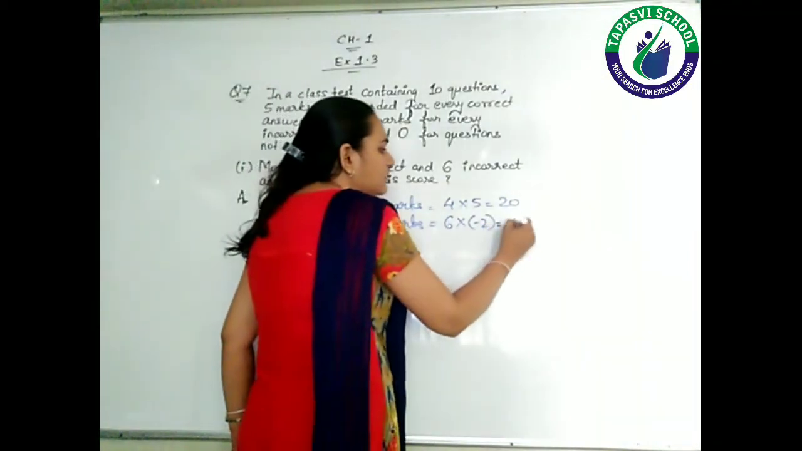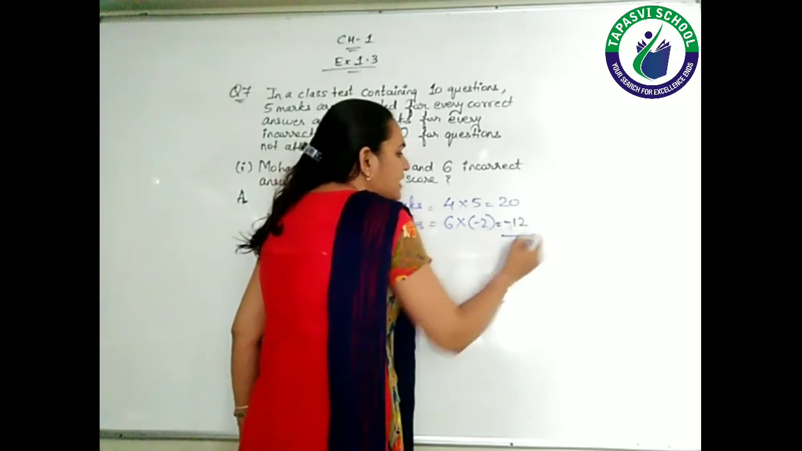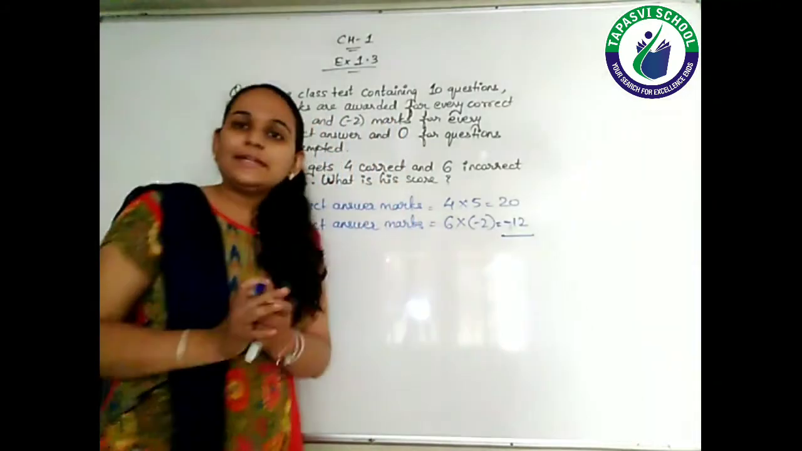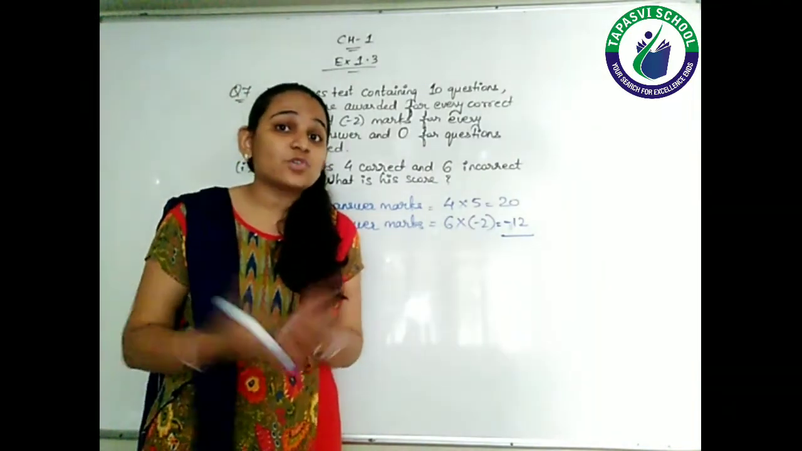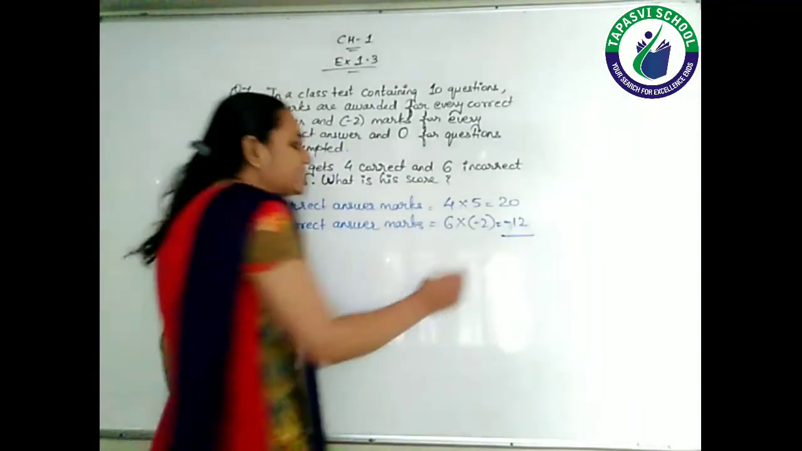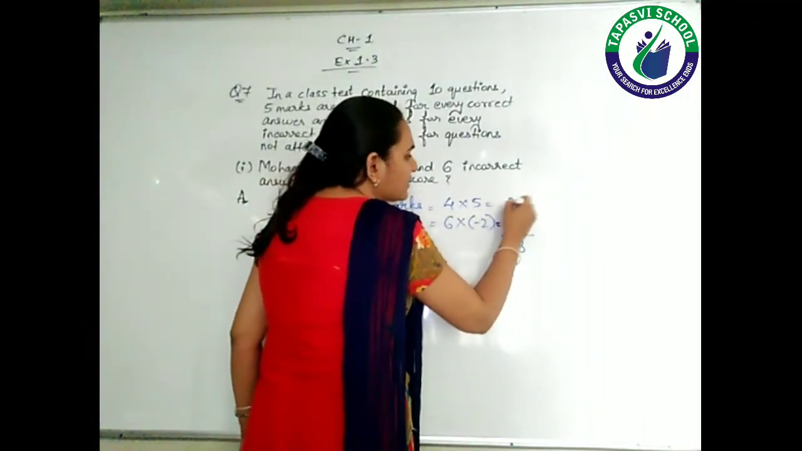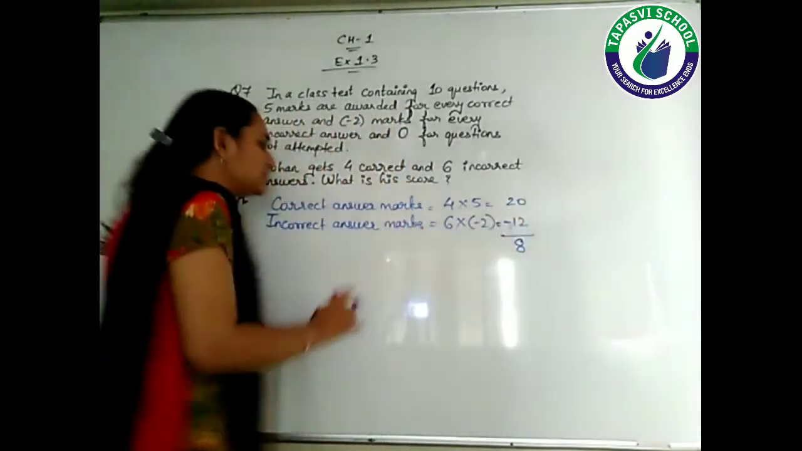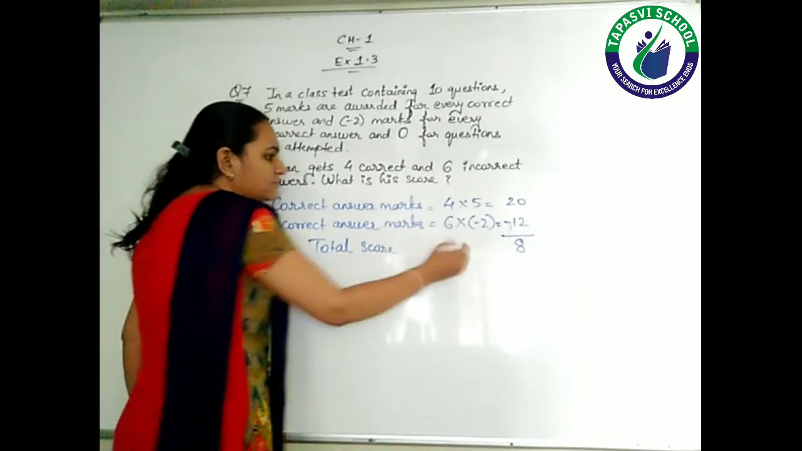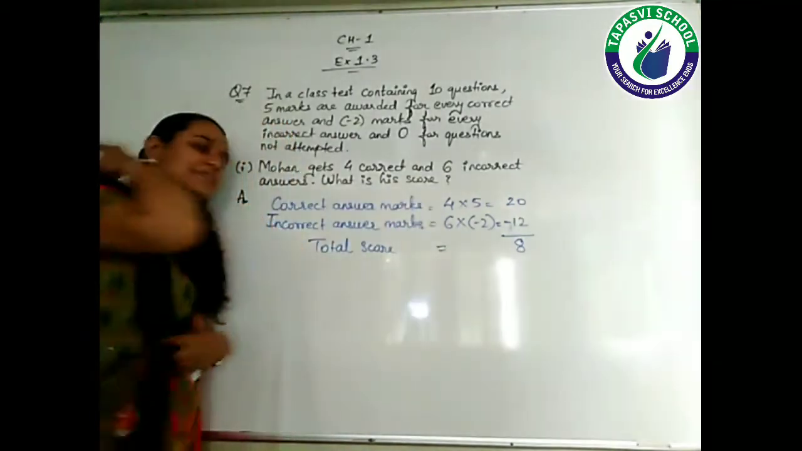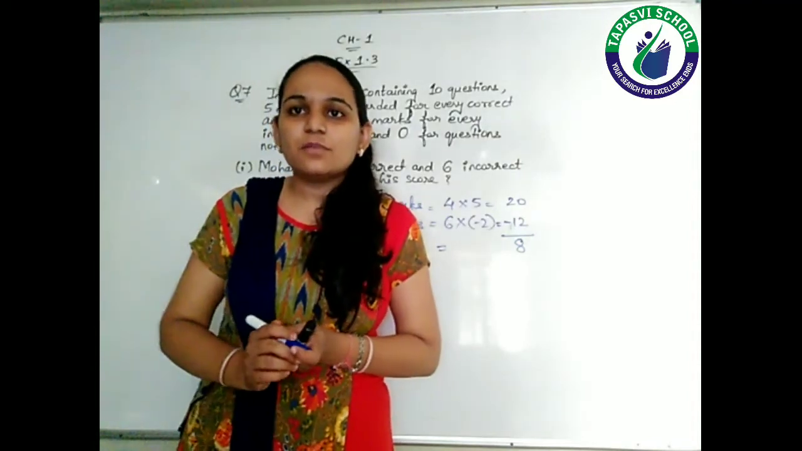So here, student, it is minus 12, right? Now he has got 20, but due to the incorrect answers, 12 marks are being cut. So the total score of Mohan is 8. We can write 20 minus 12, that is 8, right? So this is the total score of Mohan, that is 8. I hope, students, you understood this first sub-question of question number 7.